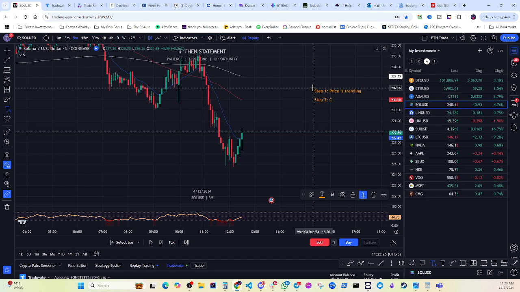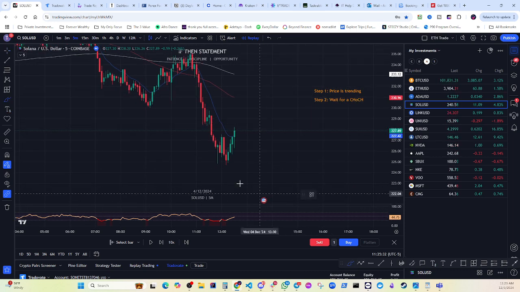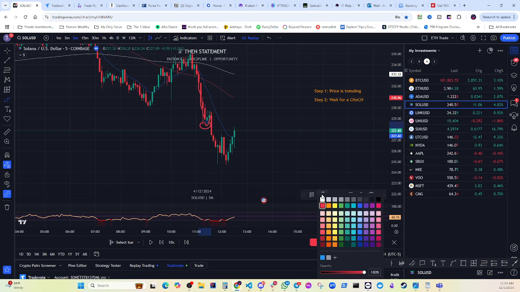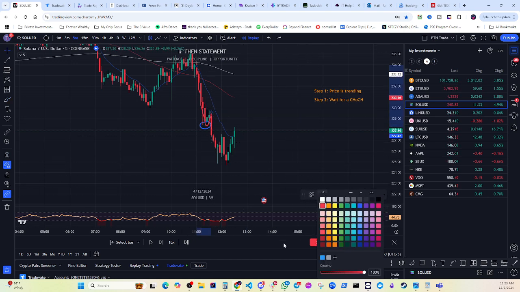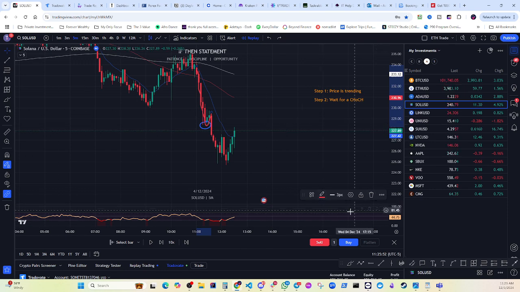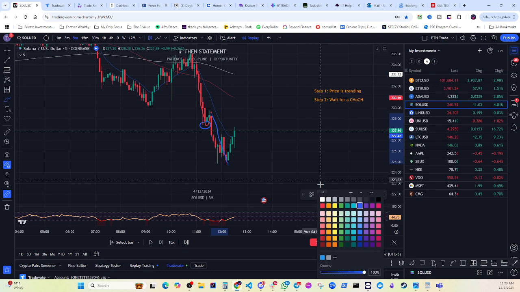Step two, wait for a change of character. Price action, meaning the movement of price: it went down, it came up. This right here is a low. I don't want to teach market structure, but you know that's a low. Boom. Price continues to go down.